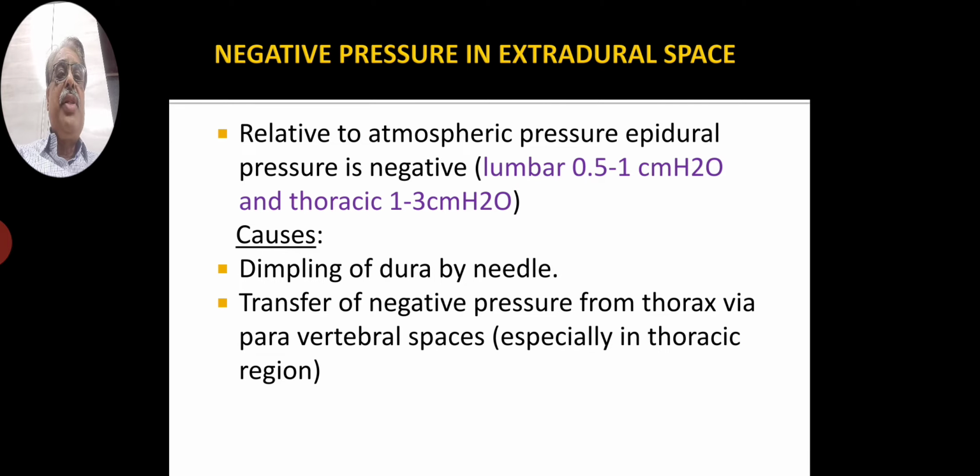There is a negative pressure in extradural space. In lumbar space this negative pressure is 0.5 to 1 cm of water. In thoracic it is 1 to 3 cm of water. The causes of negative pressure are: number 1, dimpling of the dura by needle, and another important cause is transfer of negative pressure from thorax via paravertebral spaces.